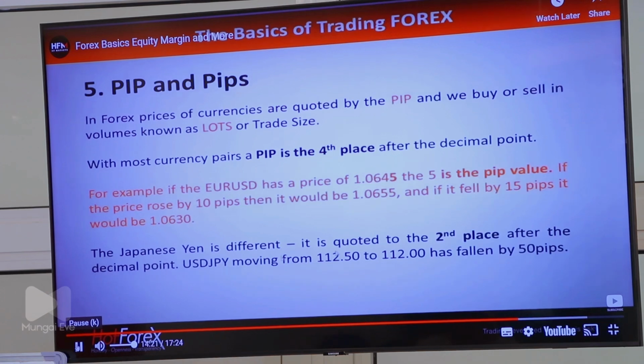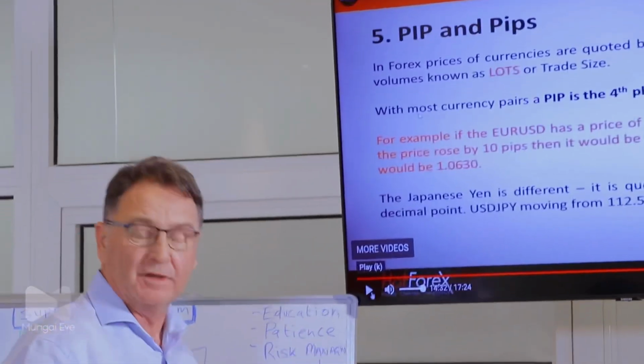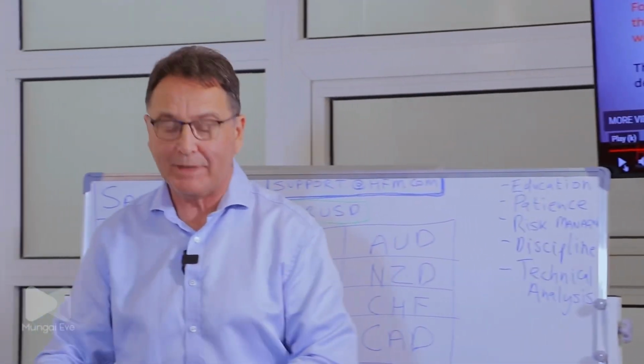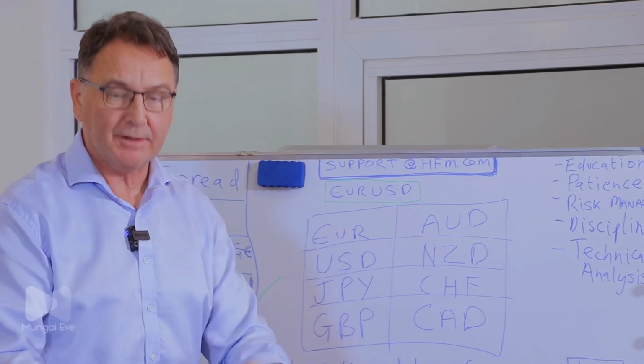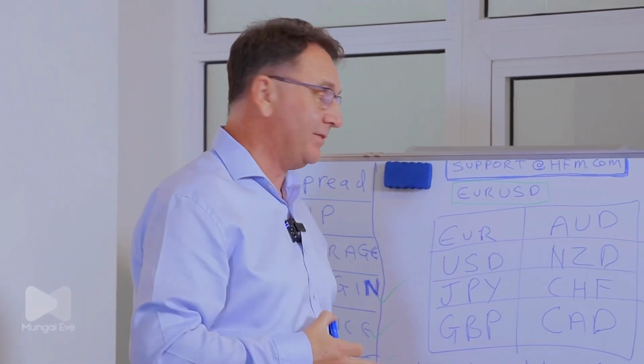Okay, so the Japanese yen is always quoted to the 2nd place after the decimal point, and most of the other major currencies are quoted to the 4th place after the decimal, the pip value. So that's still the case. The pip is still the 4th decimal place in most currency pairs, except in Japanese yen crosses, where it's the 2nd point after the decimal point.